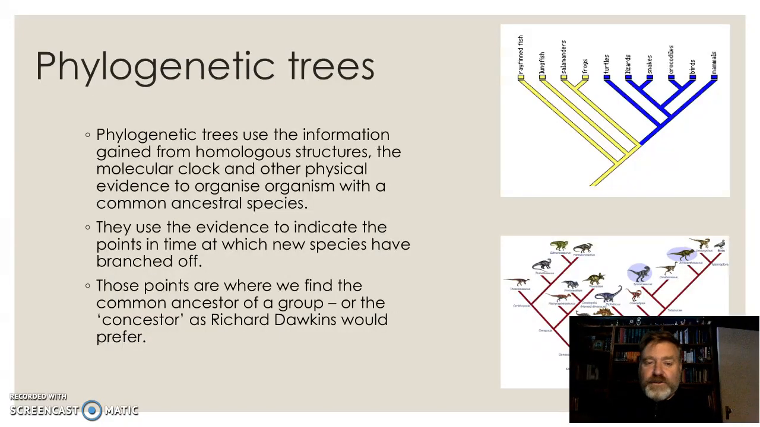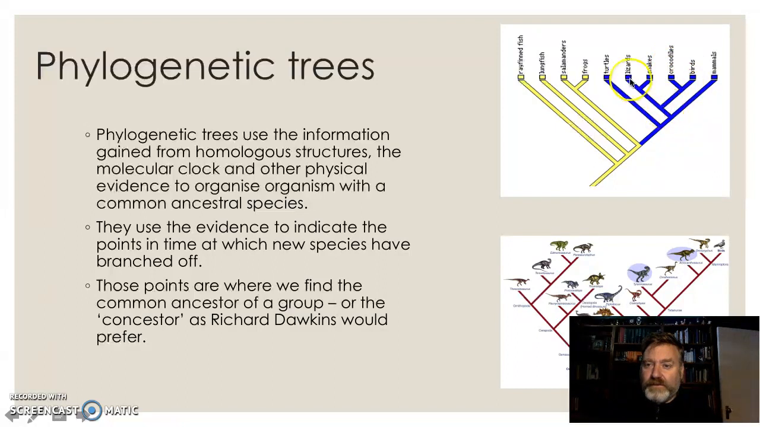Here's a phylogenetic tree. Richard Dawkins, a wonderful science writer, particularly interested in evolution, talks about these points here as being concestors, so a common ancestor. So at that point, there is an animal, in this case, that is a common ancestor of, let's come back here, all living things, all animals, because all animals radiate out from here. At this point, we see a common ancestor between lizards and snakes. Here, a common ancestor between crocodiles and birds.